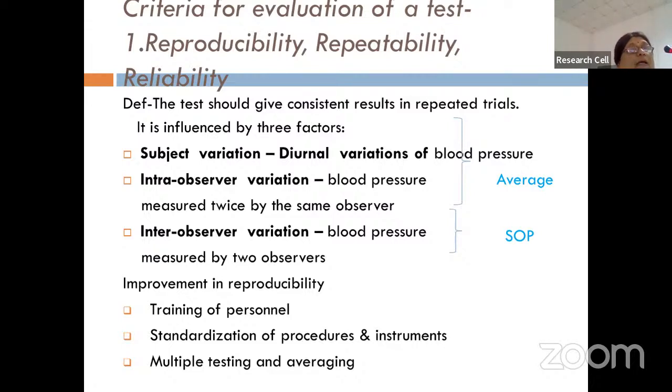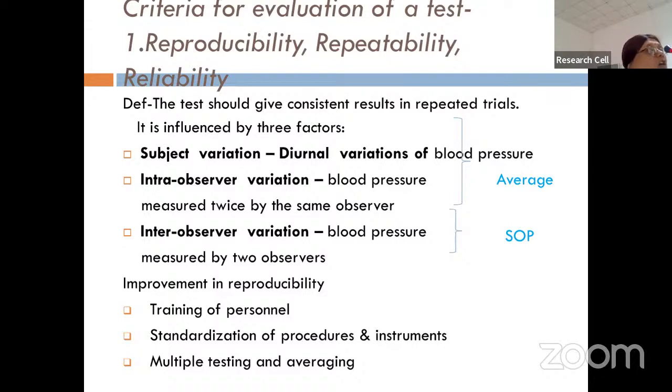The second factor which affects this reproducibility is intra-observer variation. If the blood pressure is taken by an intern, by a resident, and by a houseman, every time the blood pressure differs. Why does this occur? It occurs because of the observer variation. So it also affects the consistency or repeatability of the test.